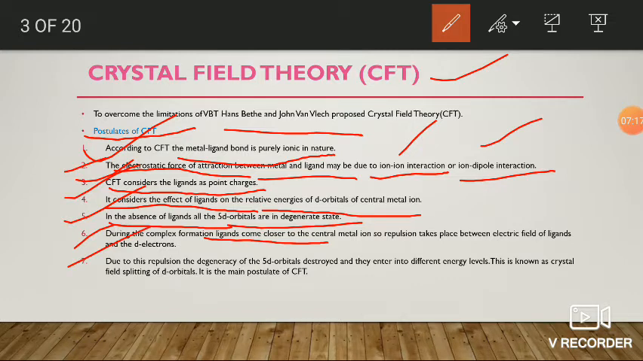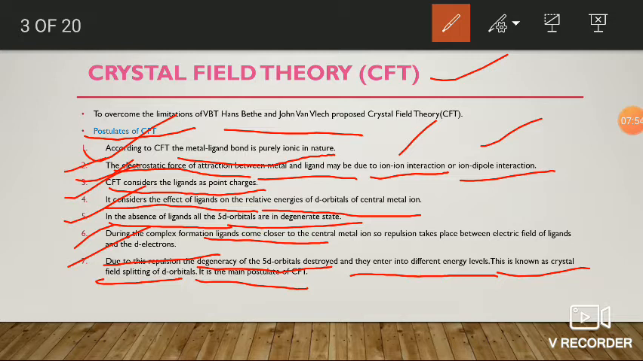So due to this repulsion, the degeneracy of the 5 d orbitals is destroyed, and the d orbitals enter into different energy levels. That is, all the d orbitals may occupy different energy levels. This phenomenon is generally known as crystal field splitting of d orbitals. This is the main postulate, or main assumption, of crystal field theory.